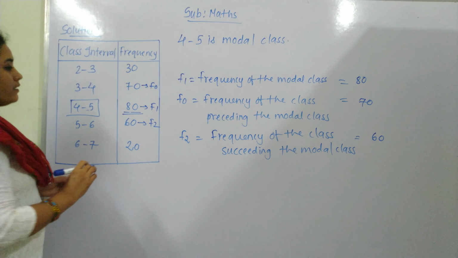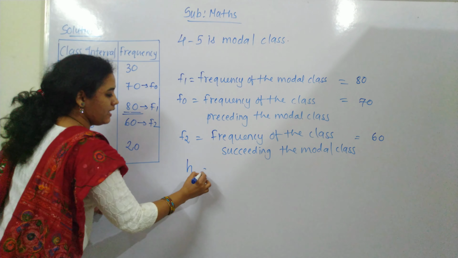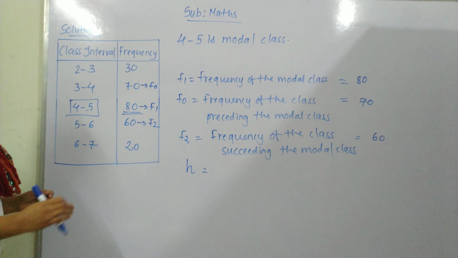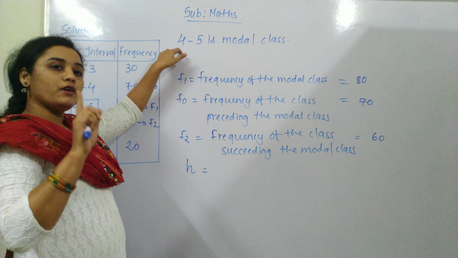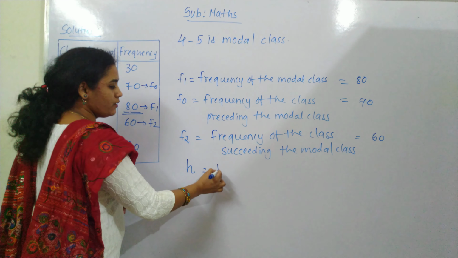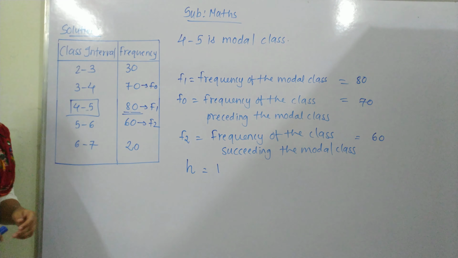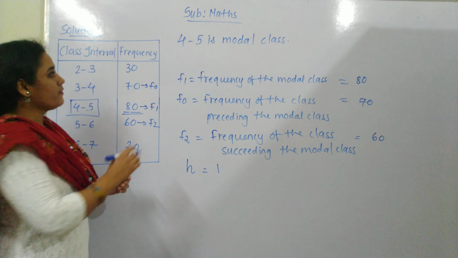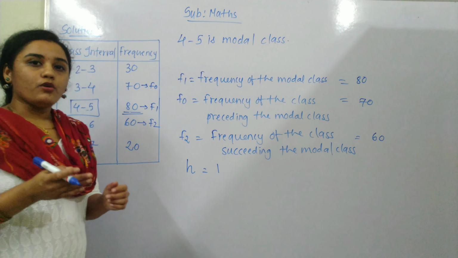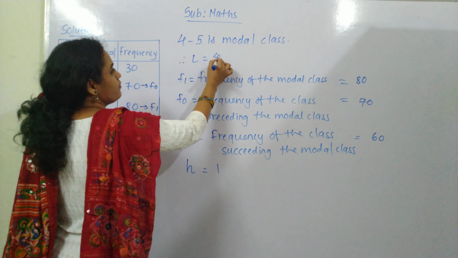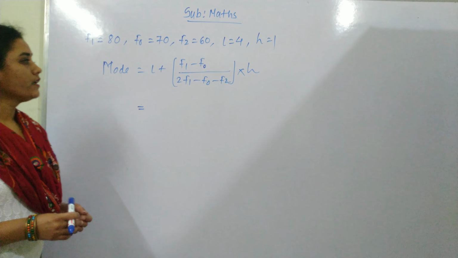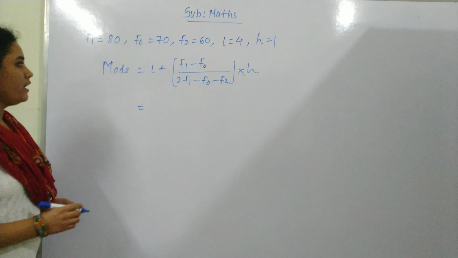Okay. And H. H is equal to the class width. Now see, for 4 to 5, 5 minus 4 is equal to 1. Therefore, H is equal to 1. And L. L means the lower class limit. Therefore, L is equal to 4. Now let's put the values in the formula.